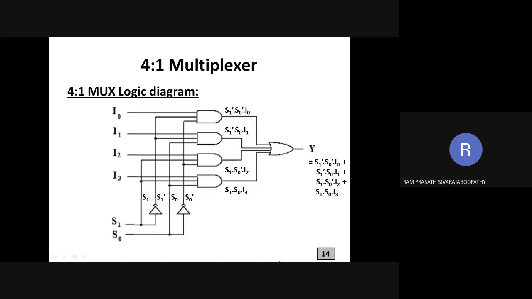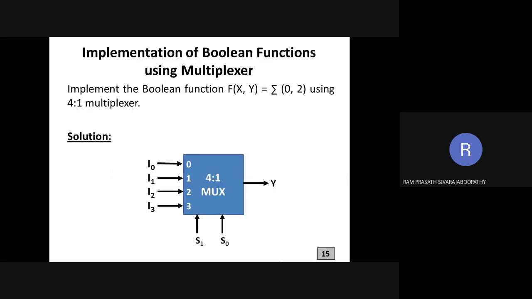Okay, I will move to next slide. Fine. So here you are asked to implement the Boolean function. Okay. So in the function வந்து implement பண்ண சொல்லியிருக்கிறோம். We are going to implement this function. Okay. Sum of 0, 2 using 4:1 multiplexer. Okay. So 4:1 multiplexer block diagram first நம்ம draw பண்ணியாச்சு.